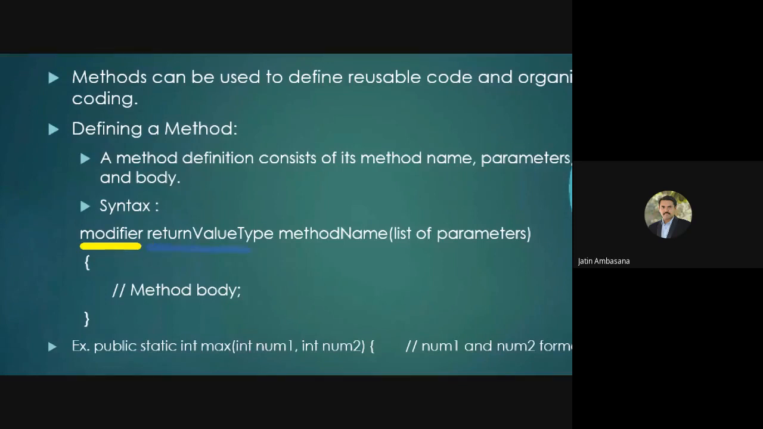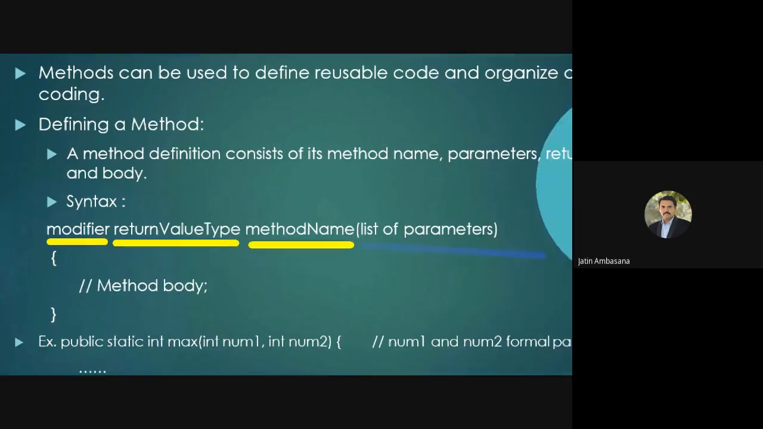Then it has a return value type. This return value type defines what type of value this method returns. It may be any primitive data type, or user-defined object data types like classes or strings. So the return value defines what kind of value this particular method returns. And then there is the list of parameters.